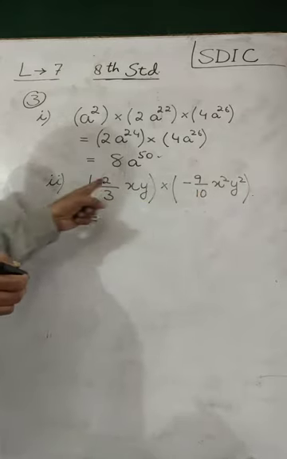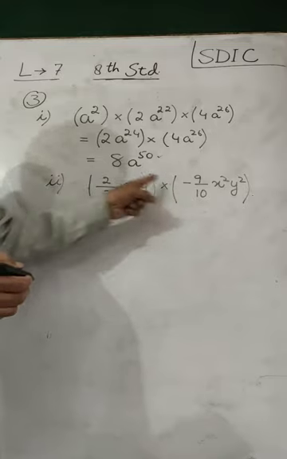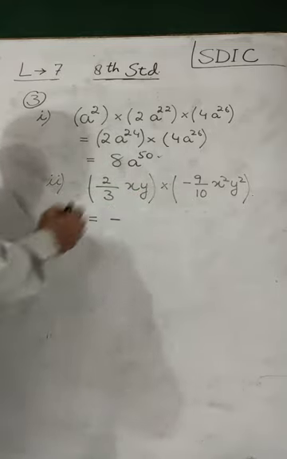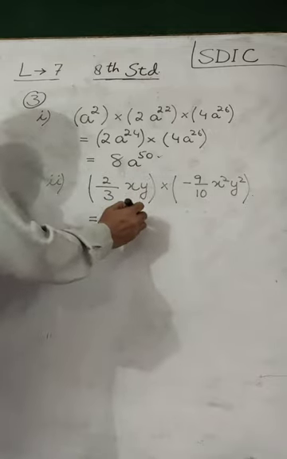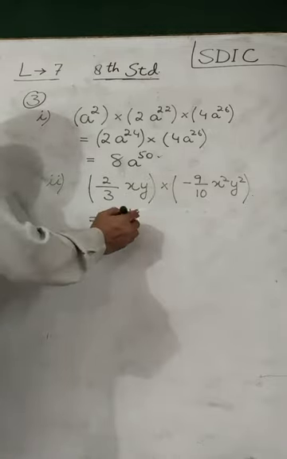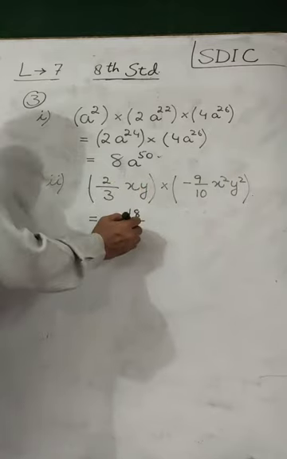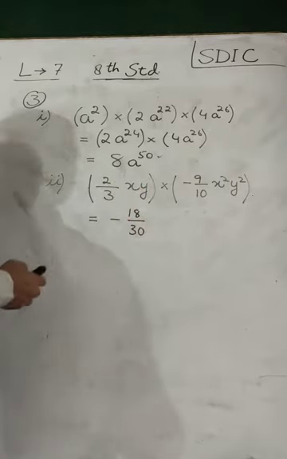As we multiply them, you have to first multiply their signs. Plus minus will become minus. Numerator will be multiplied by numerator, it will be 18, 2 nines are 18. And the denominator multiplied by denominator will give you 30. Minus 18 by 30 we got as the coefficient.